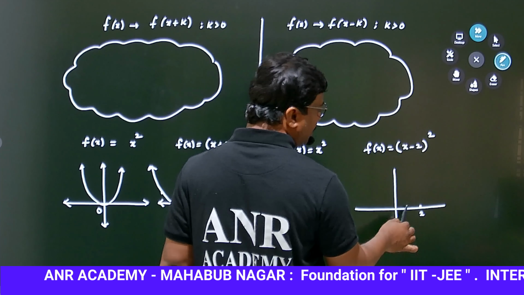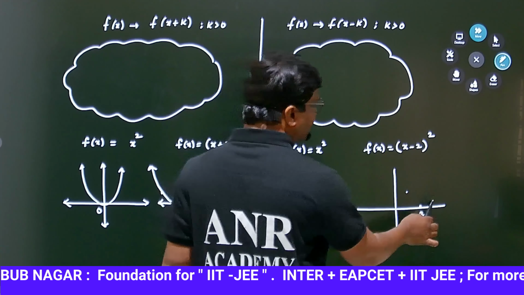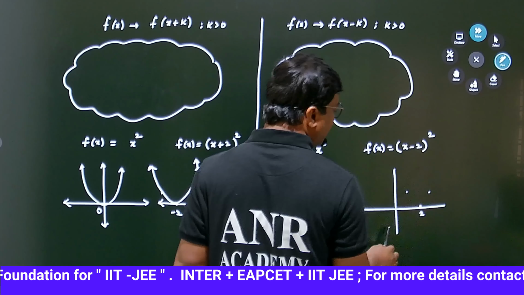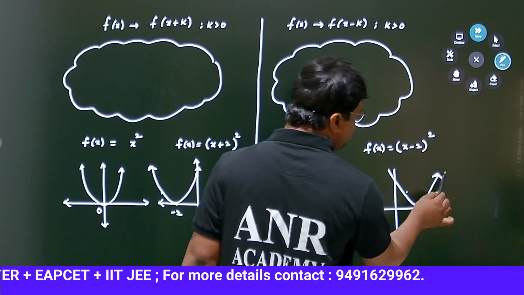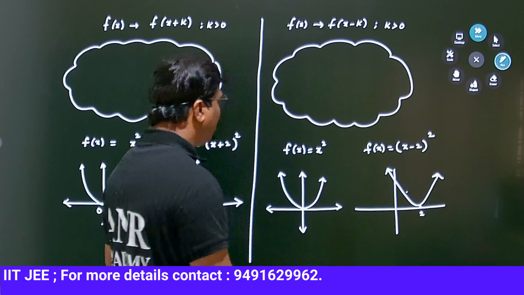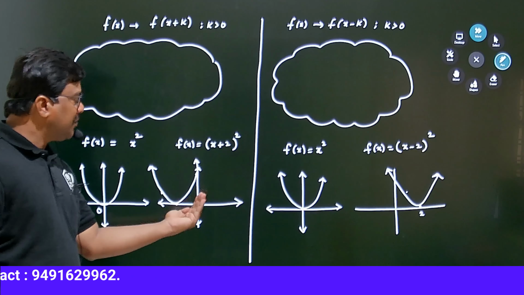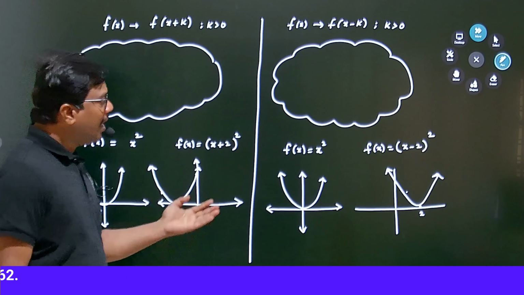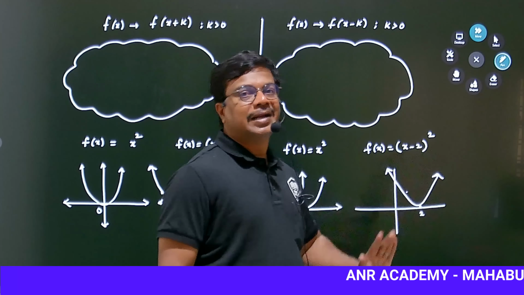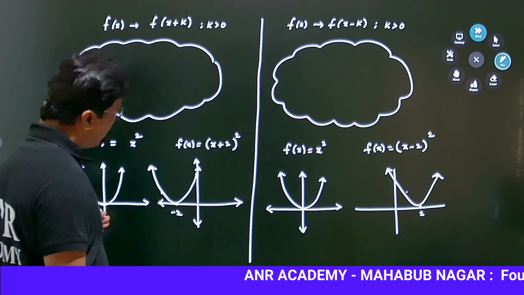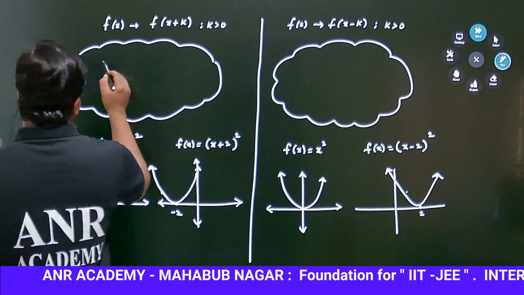Next, if you put x value 1, 1 minus 2 whole square is 1. Next, if you put 3, 3 minus 2 whole square is 1. So now joining these points, we get the graph in this way. What you observe? The same U-shaped graph. When you have plus 2, it is shifted 2 units in the left side. And here, when you have minus 2, the graph shifted towards right, along the direction of positive x and negative x here.